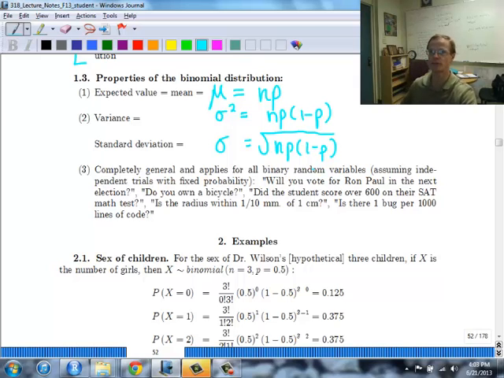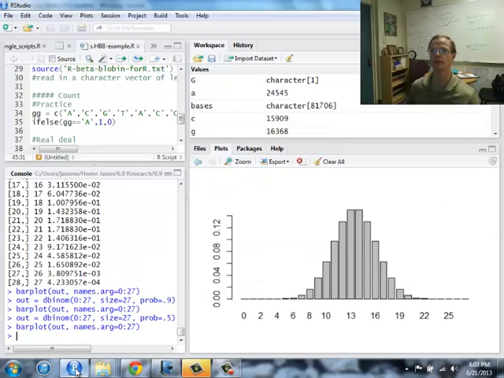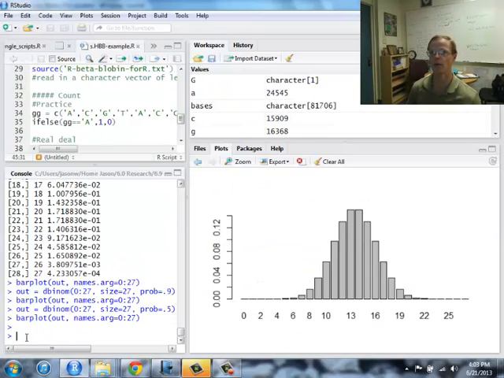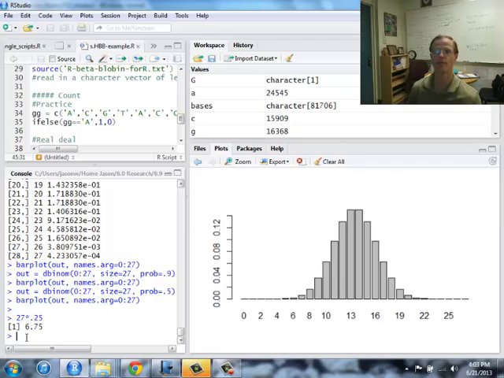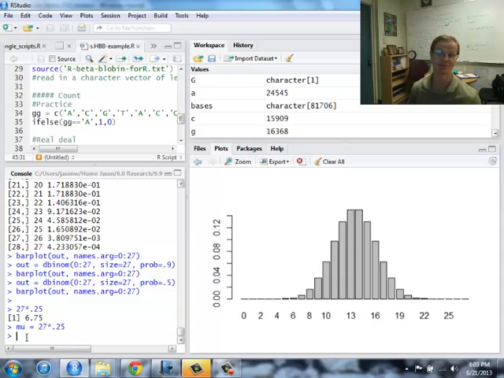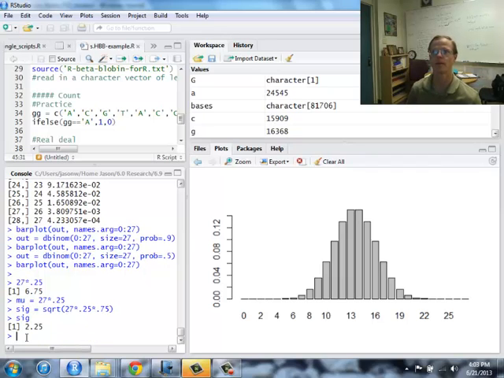Okay, so just for interest's sake, let's jump back to the binomial example that we did here, where we had n equals 27 and p equals 0.25. Then the mean, I can just put mu, is 6.75. Okay, and then let's do sigma, the square root of 27 times 0.25 times 0.75. Okay, 2.25. So that's handy.